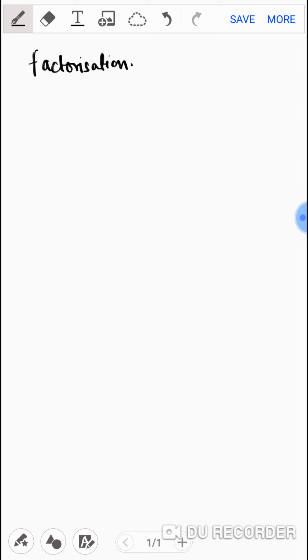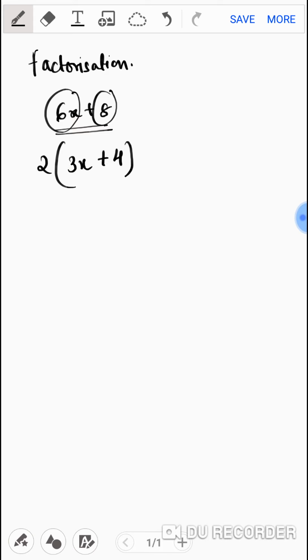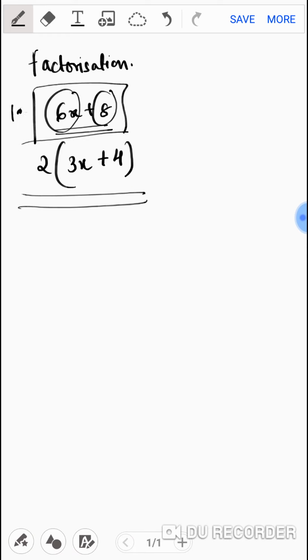My dear kids, if I give you 6x plus 8, this is an expression with two terms, 6x and 8. You have to first take the highest common factor of 6x and 8. That means which number is common, which table includes both. Let's go for 2. So if I take 2 common, here will be 3x plus 4. Yes, my dear kids, you have to keep this answer as it is. So you have factorized 6x plus 8 as 2 bracket 3x plus 4.